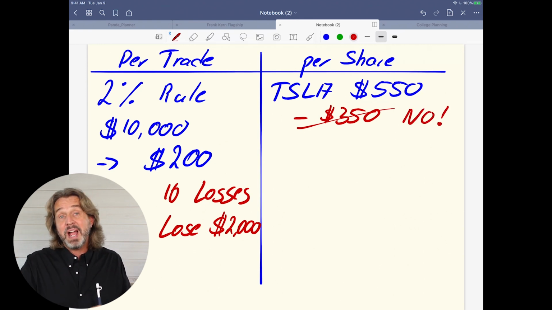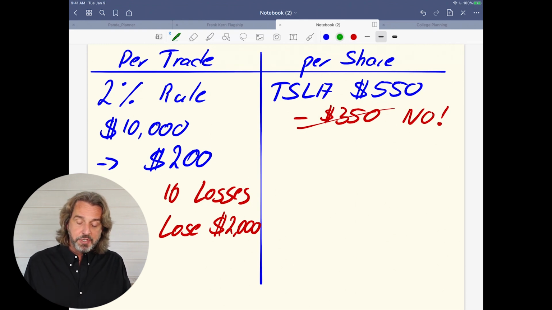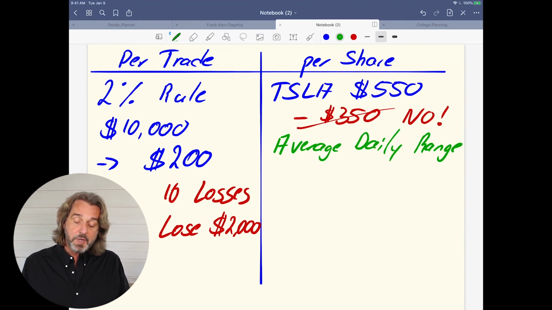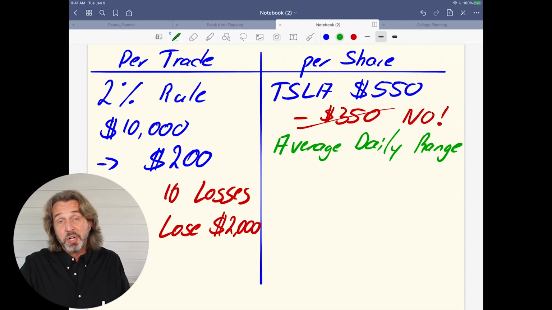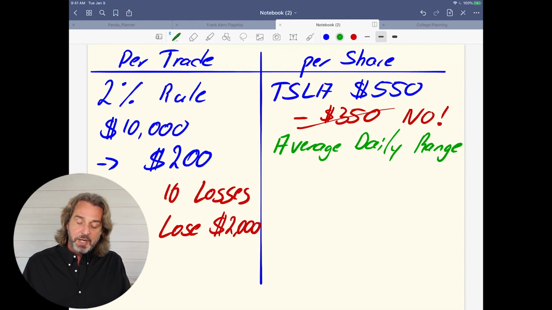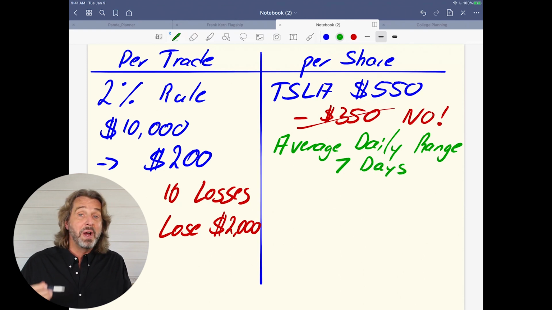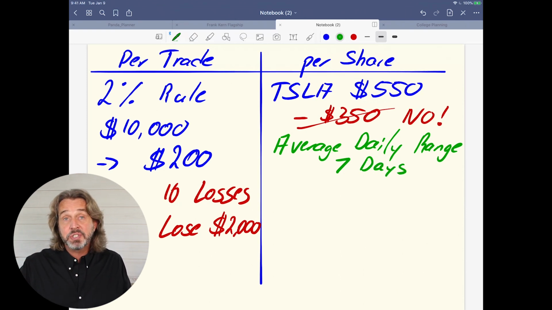So when we calculate the best stop loss per share, I like to use a concept that is called the average daily range. And I'm going to show you in a moment on the chart what it means. The average daily range, I like to look back over the past 7 days, and I want to know how much did a particular stock move on average, right, over the past 7 days.